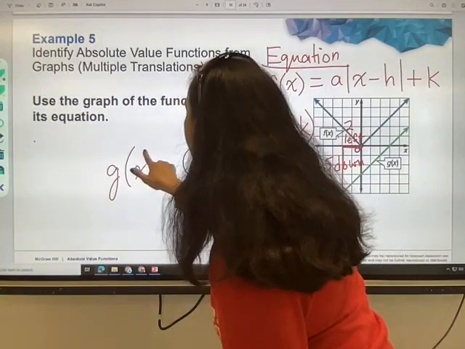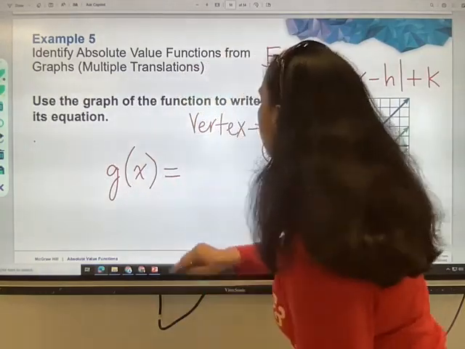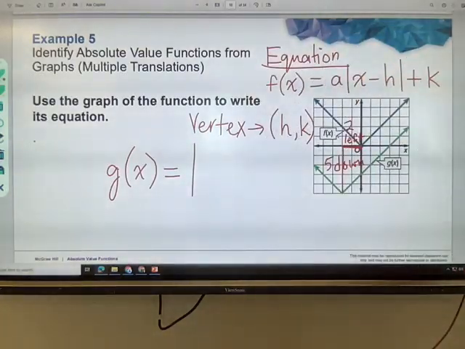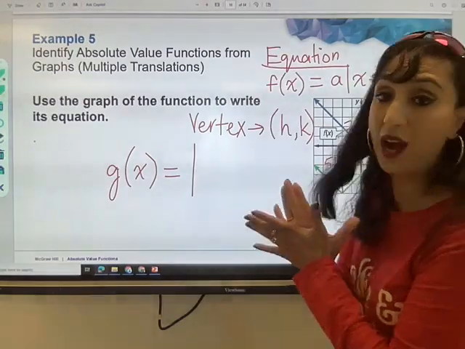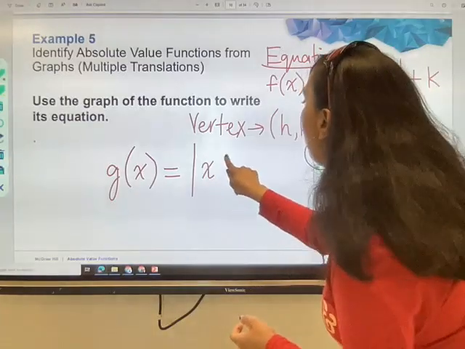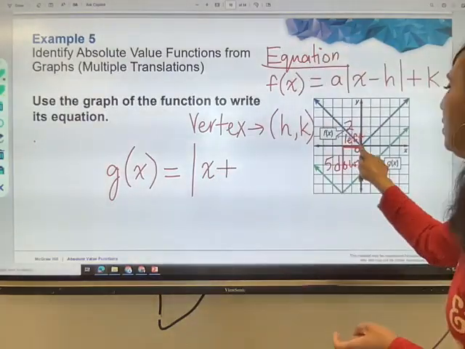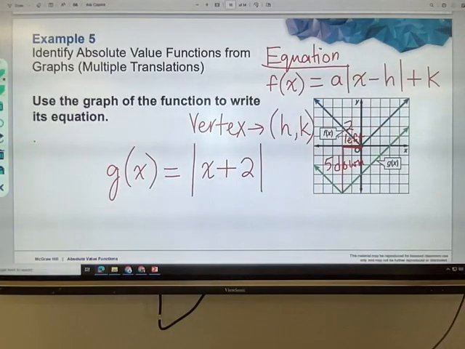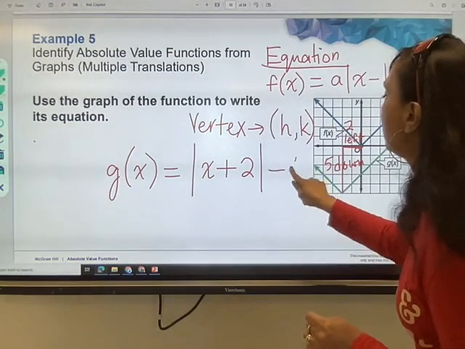So when that happens, we are going to see that the equation is going to be g of x is equal to absolute value. If it is moving to the left, what are we doing to the graph? We are adding, right? So we are going to do x plus how many units to the left? 2. And then after that, we can see it is going down vertically. So therefore, that is minus 5.